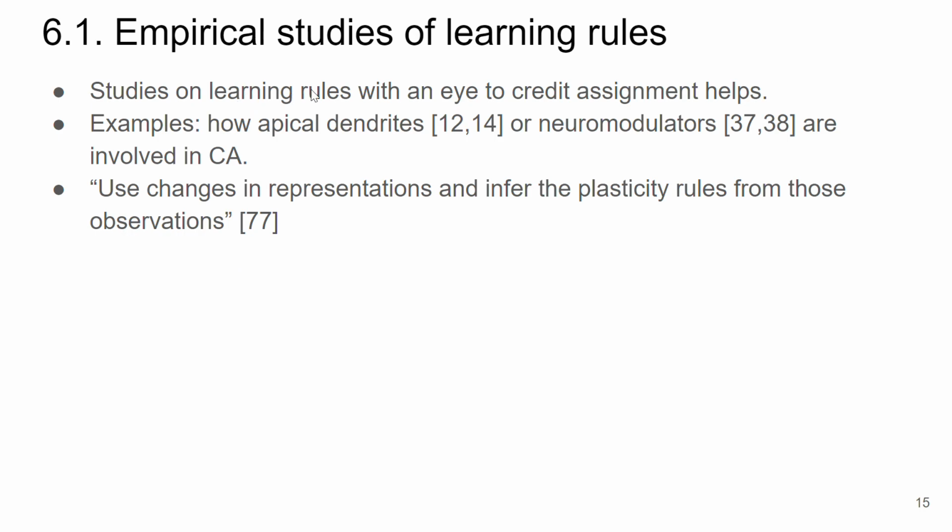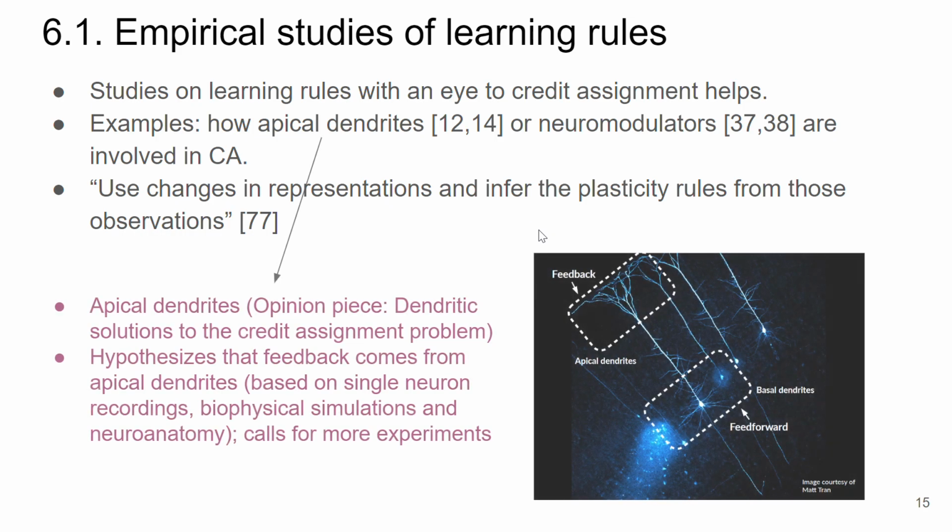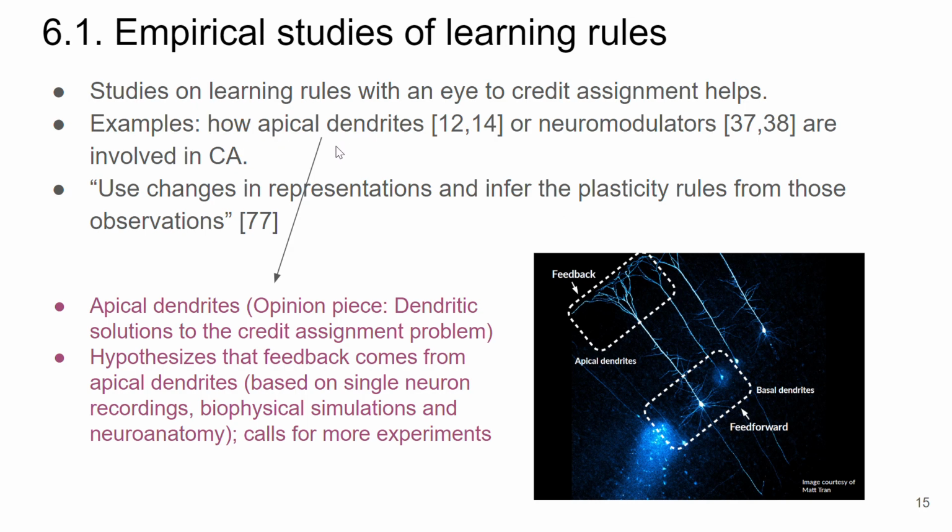Number one, empirical studies of learning rules. The authors argue that when you're studying learning rules, a lot of previous people have studied synaptic plasticity, but they haven't focused on the problem of credit assignment. So they say more focus on credit assignment would help. Some examples of this research, one of which I'll go into more detail, is how apical dendrites or neuromodulators are involved in credit assignment. And they also talk about a study which uses changes in representations to infer plasticity from those observations, which they think is also promising. So to give you a clearer idea of what this actually looks like, let's look into a specific case of it.